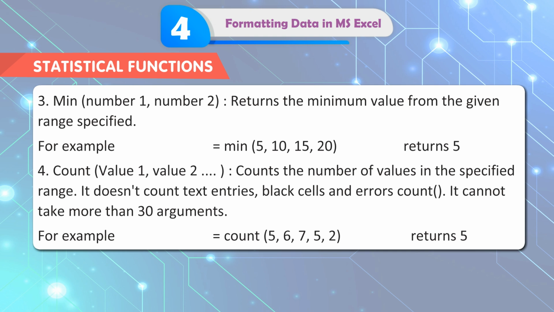4. COUNT(value1, value2) counts the number of values in the specified range. It doesn't count text entries, blank cells and errors. It cannot take more than 30 arguments. For example, =COUNT(5,6,7,5,2) returns 5.